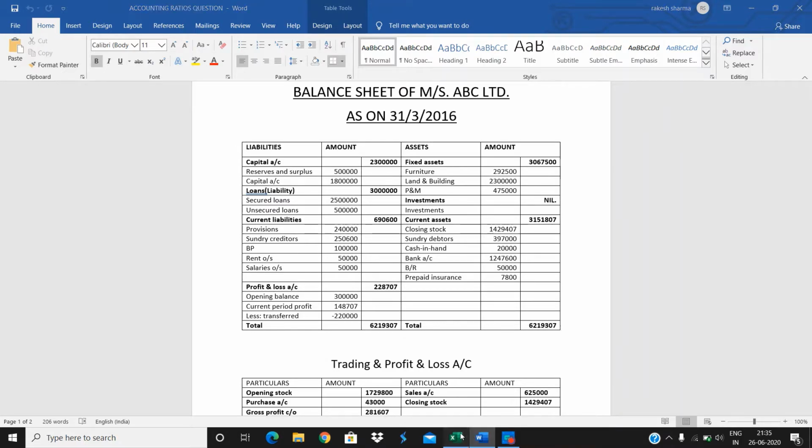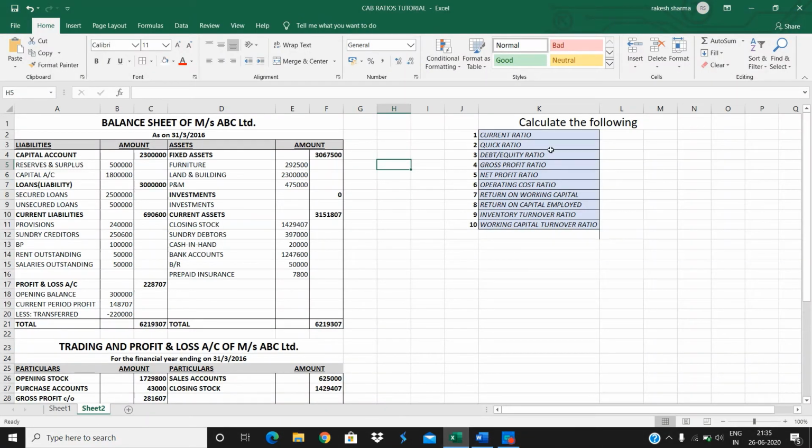I've already recreated these financial statements in MS Excel and also typed the ratios that we are asked to find out. So now all that we have to do is apply the formulas which are used to find out these ratios and get their value. So we'll start from current ratio, which is current asset divided by current liability. And here we'll give cell reference of current asset and current liability. Current assets divided by current liabilities and enter.